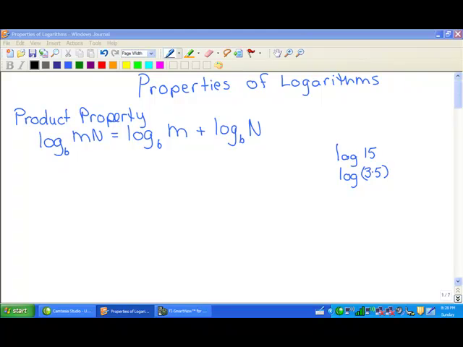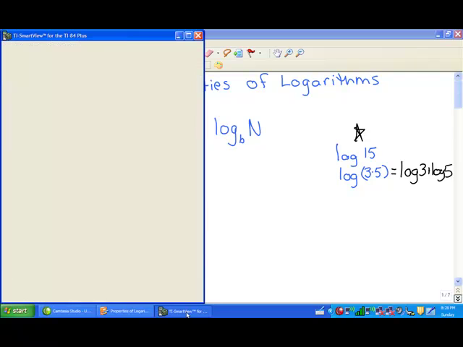Let's first look at this with numbers. Consider over here the log of 15. We can write the log of 15 as the log of 3 times 5. According to this property, that should be equal to the log of 3 plus the log of 5. Let's verify that on the calculator.